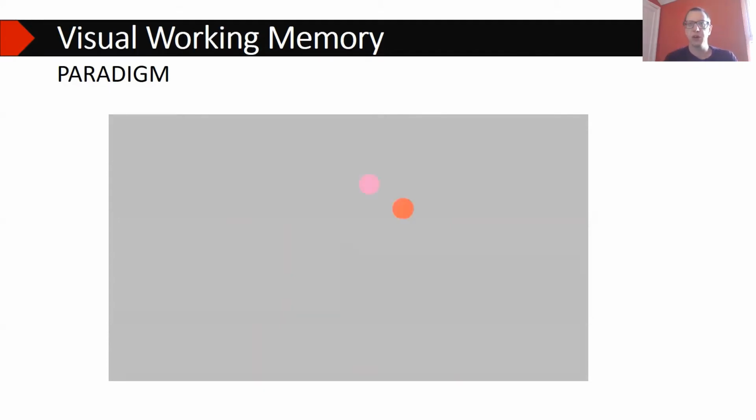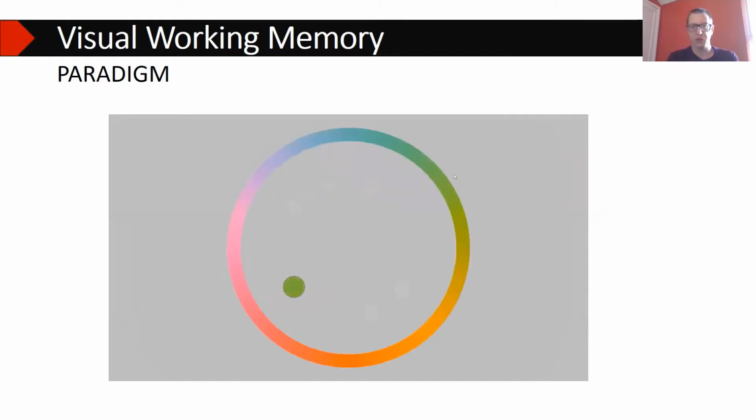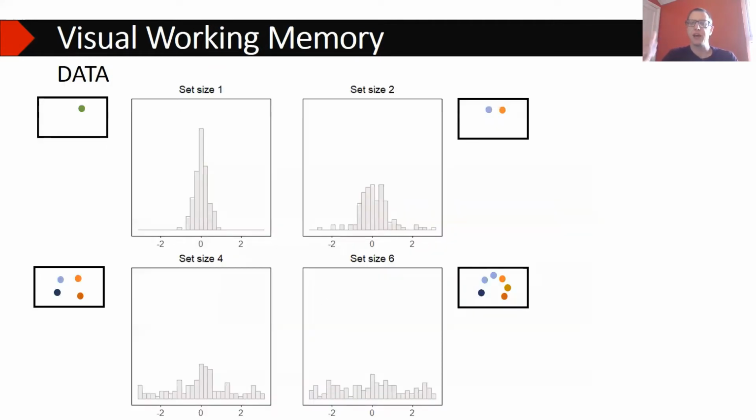On any given trial, a participant is shown a number of dots on the screen. One of those dots is then randomly probed, and they have to indicate the color of that dot by choosing a color on the color wheel. And each trial has different numbers of dots that are shown. And the kind of data that comes out of that looks something like this.